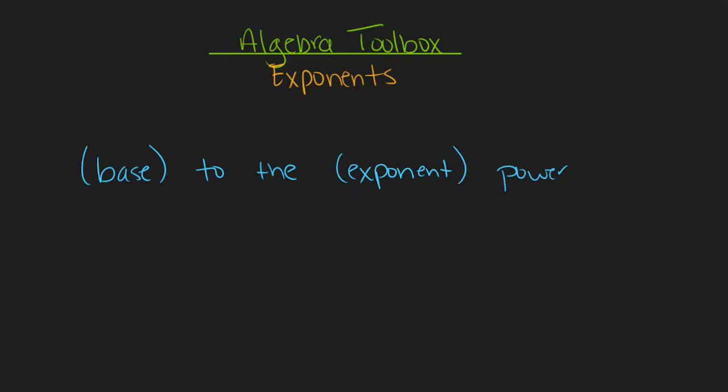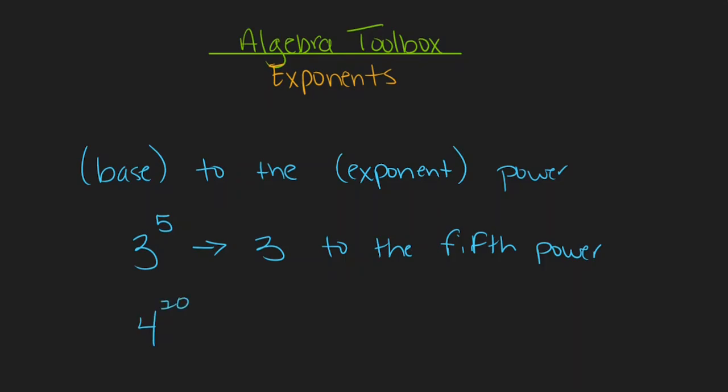For example, if the exponent is 3, we would say third. If the exponent was 4, we would say fourth. So we're using the ordinal numbers, meaning if you were to put them in order, first, second, third, fourth, fifth, and so on. So for example, if we had a base of 3 and an exponent of 5, I could read this as 3 to the 5th power. If we have a base of 4 and an exponent of 10, we could read this as 4 to the 10th power.